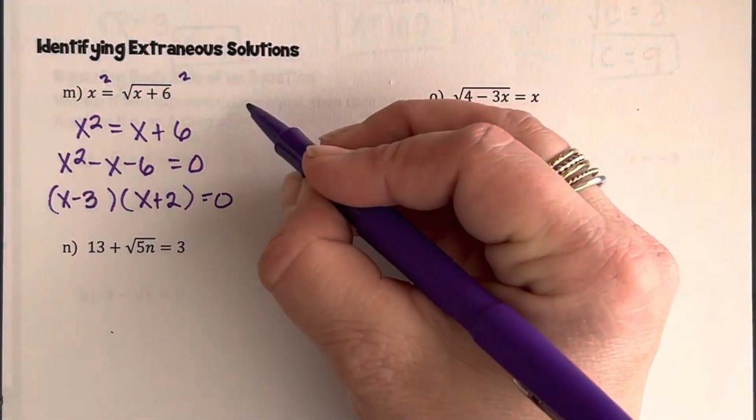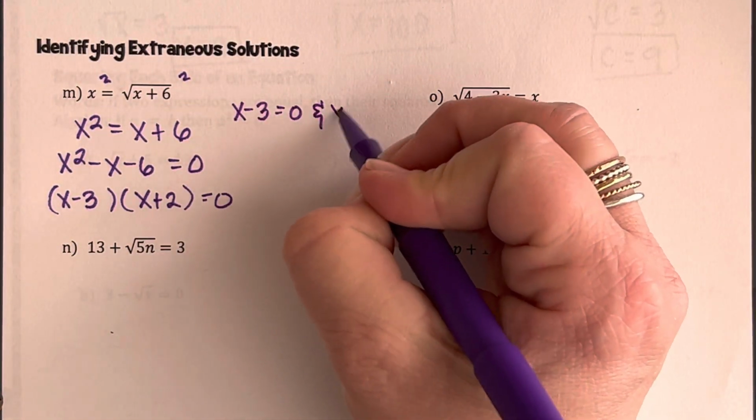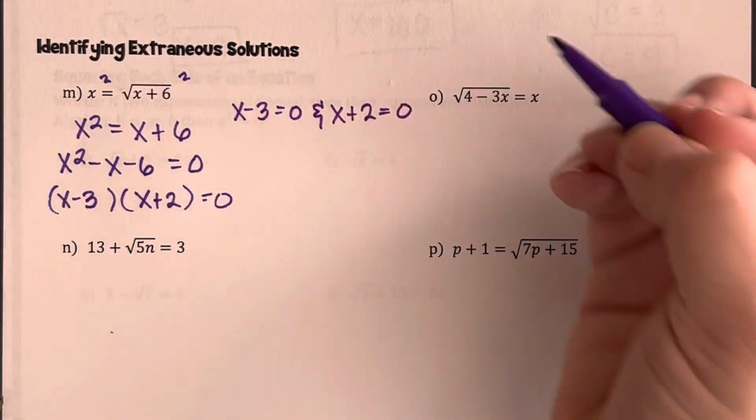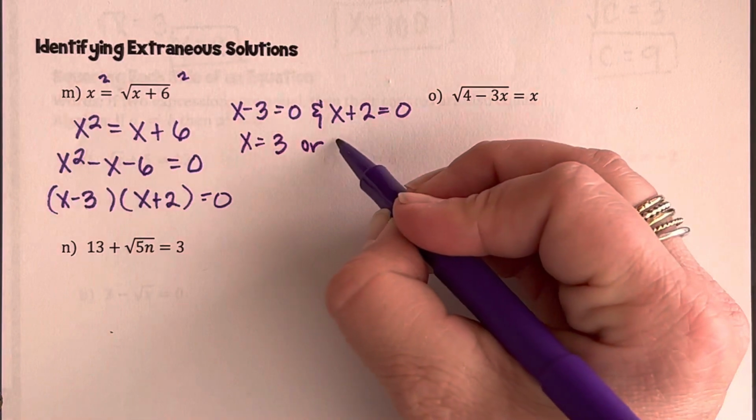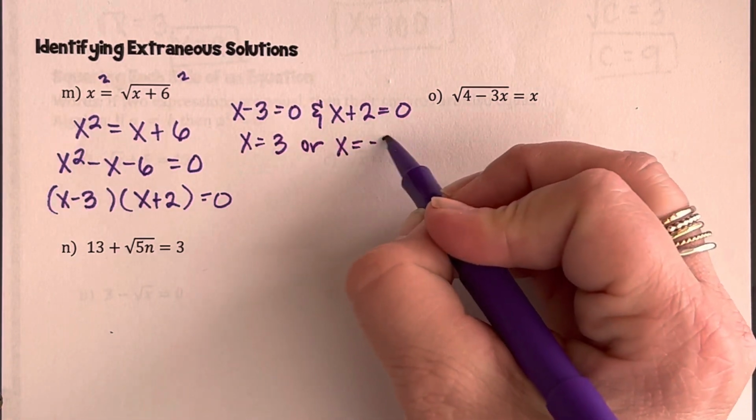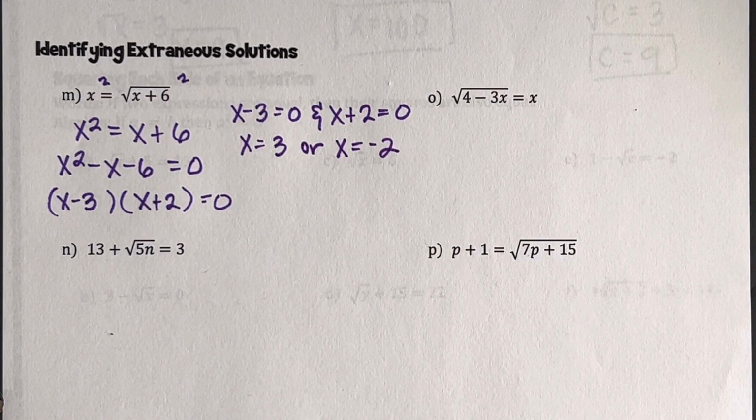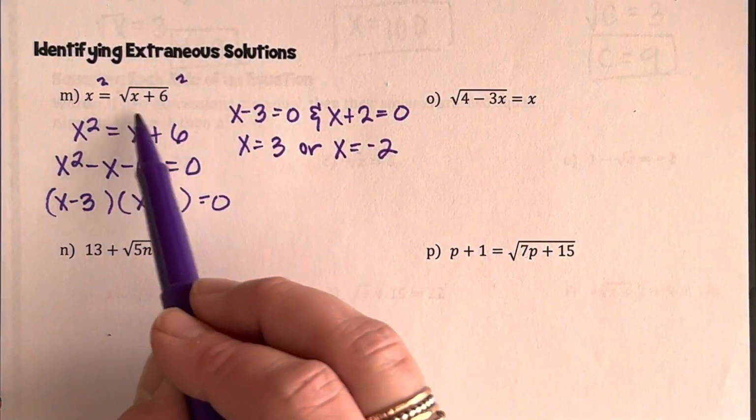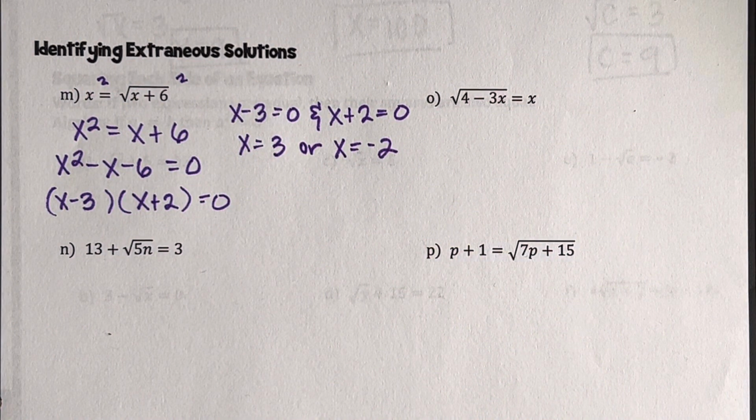I would set each of those equal to 0, right? X minus 3 is 0, and x plus 2 could be 0. So x could equal 3. I should have written or x could equal negative 2. So now what we need to look at is, does it make sense that the square root of this could be a negative? No, it's not asking for a negative root, right?